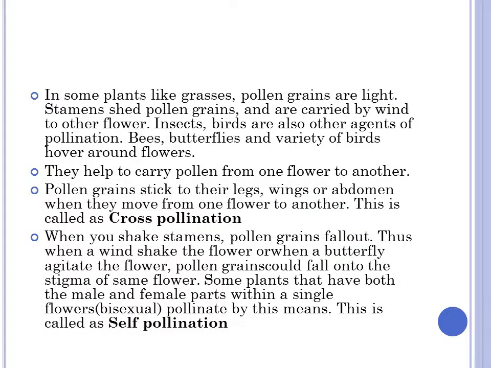In some plants, like grasses, pollen grains are light. Stamens shed pollen grains and are carried by wind to other flower. Insects, birds are also other agents of pollination. Bees, butterflies and variety of birds hover around flowers. They help to carry pollen from one flower to another. Pollen grains stick to their legs, wings or abdomen. When they move from one flower to another, this is called as cross pollination.